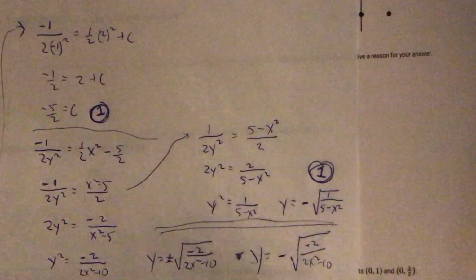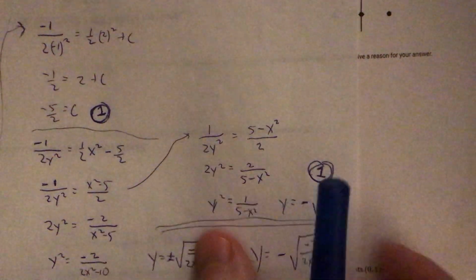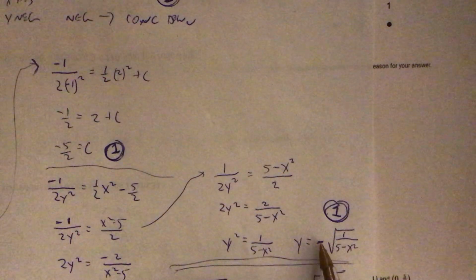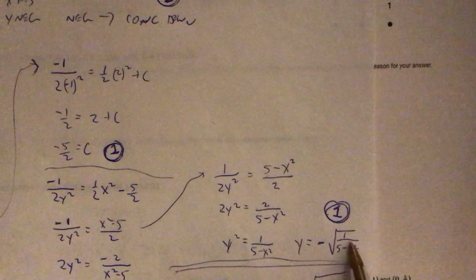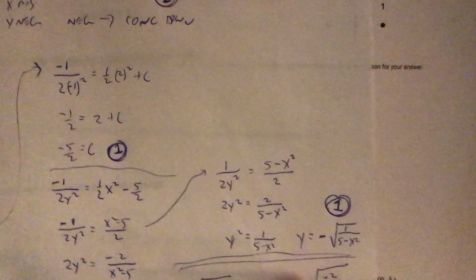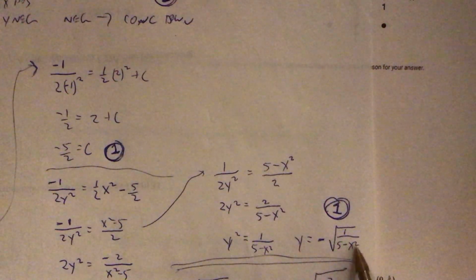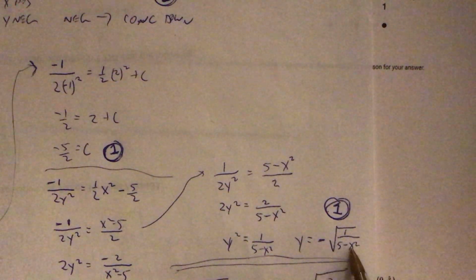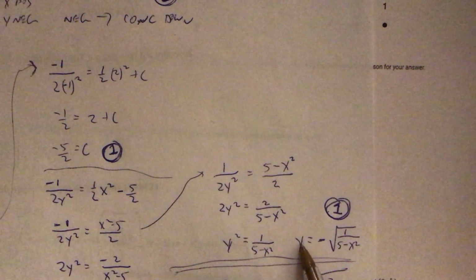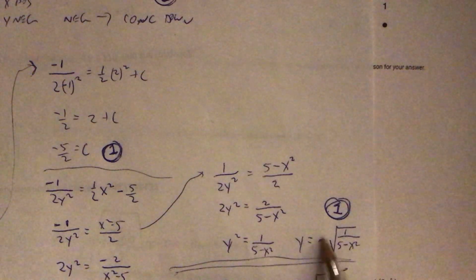The problem is if you choose the wrong one, say you pick the positive version. When you put in 2, if you leave this positive, it comes out as positive 1, and it's not supposed to. It's supposed to come out as negative 1. So you need the negative version of this.